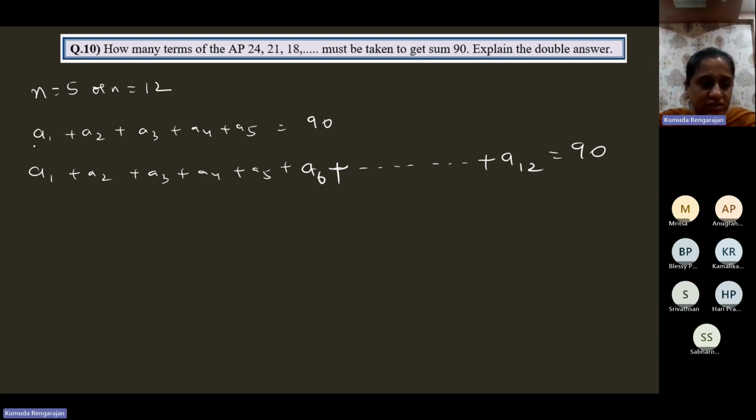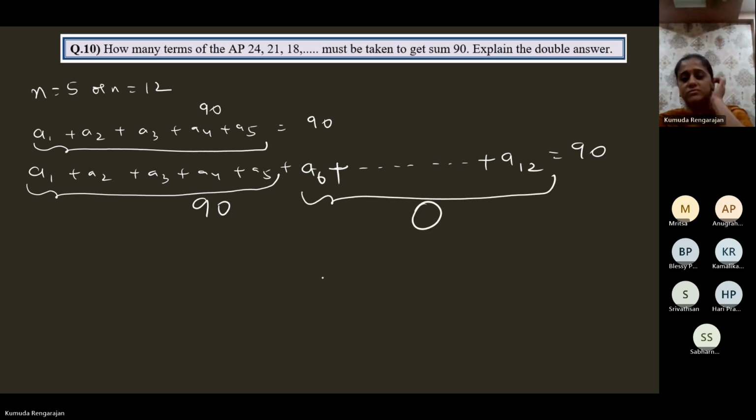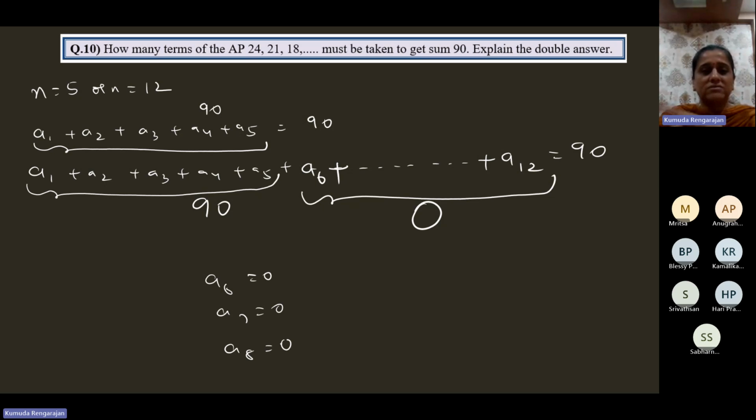So the sum of these terms, A1 to A5, is 90. But the entire sum is also 90. That is because the sum of the terms from the 6th to the 12th is 0. The terms are not 0. It's not that A6 is 0, A7 is 0, A8 is 0. No, not like that. The terms cannot be 0 because then it will not be an AP, no?